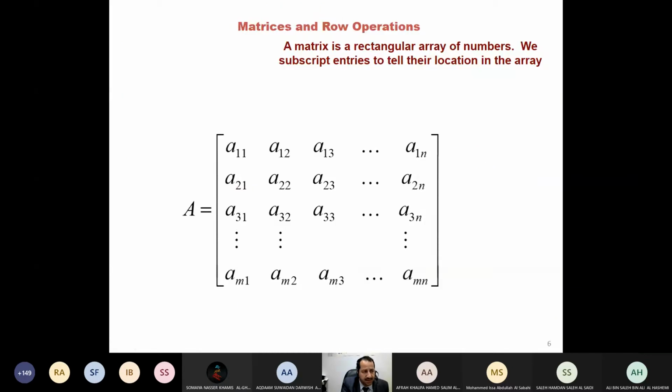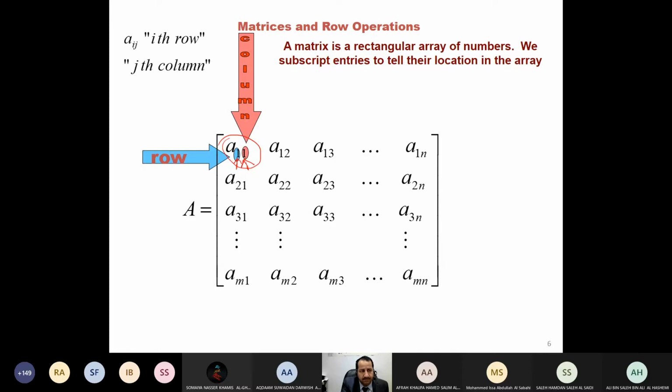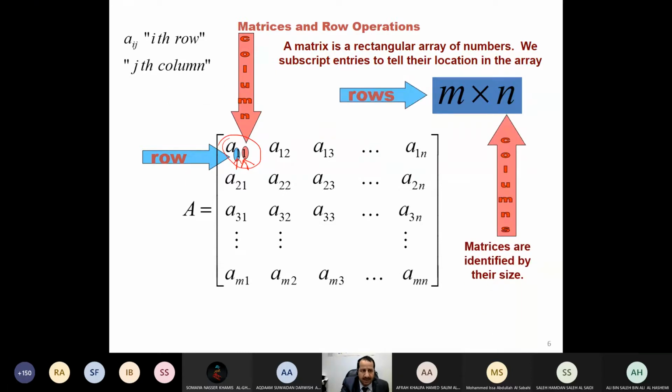As you can see, this is a11. It means the element in row number 1, column number 1. It tells me the place. This is the row, this is the column. And each matrix has a number of rows times a number of columns. This represents the size, or dimension, of the matrix. So m is the number of rows times n is the number of columns.